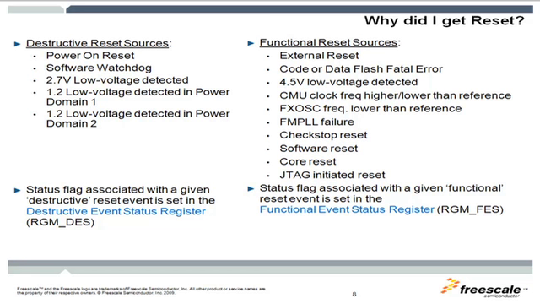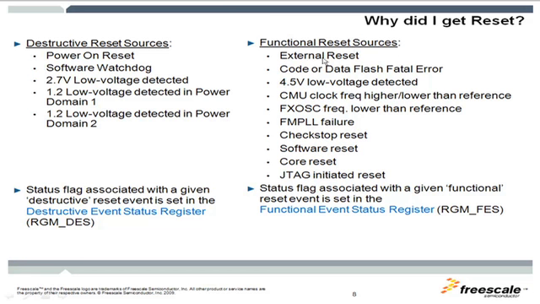One question is, why did I get reset? There could be a number of reasons. You could get the power on reset, in other words, the voltages are coming up. Maybe there's a watchdog that went off, or low voltage was detected. Those are called destructive resets. That means that we won't be able to recover. We guarantee we cannot recover. Other resets you may be able to recover from, and these are functional. And they both have associated registers to tell you why you got reset.